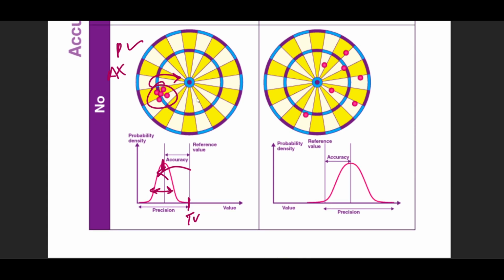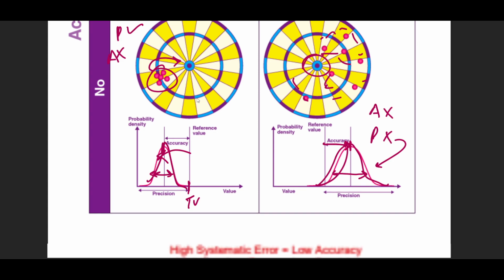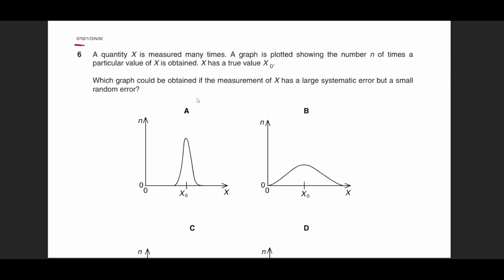Last example. Did we get the true answer? Did we get the bullseye? No, we did not get the bullseye. And we are much away. Our peak is away from the true answer. So accuracy is low. My data is scattered all over the place. So my precision is low, which shows up in the graph as a scattered graph. You can see that this is a bit pointy. This is a very slim graph, but this is very spread out. So precision is low. Let's see this example in action. So this question is from October, November 2002.